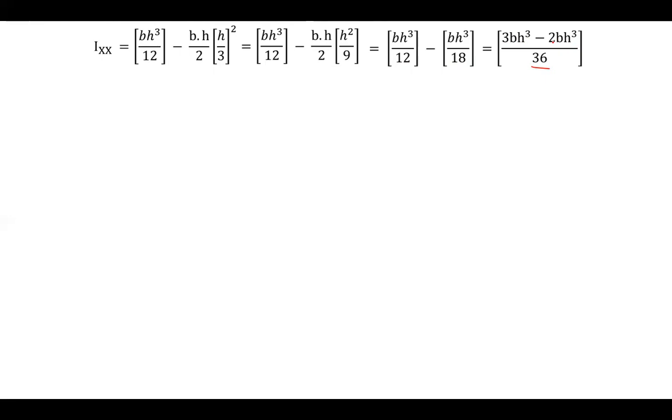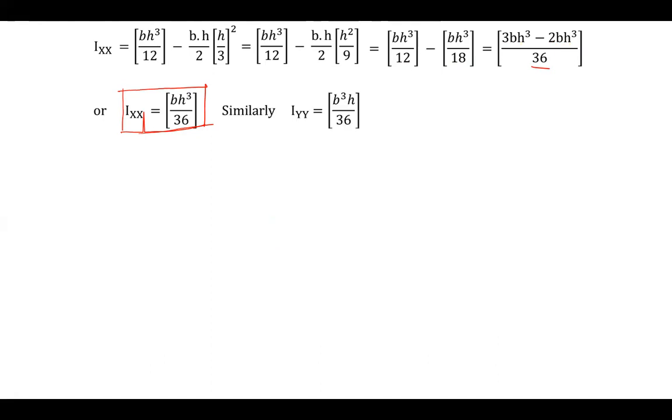So bh cube, 3 bh cube minus 2 bh cube, it will become bh cube by 36. And that is nothing but the moment of inertia about the central axis, the x axis, which is called Ixx. This is how we find the moment of inertia about the x axis, Ixx.